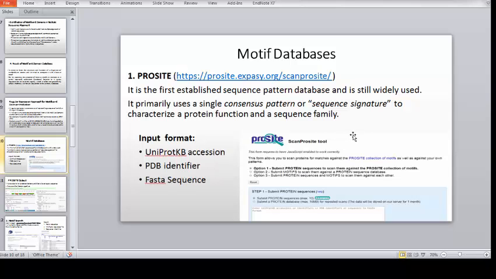ScanProsite. ScanProsite is a tool just like BLAST, which is used to search for similar sequences in the databases. Here is the ScanProsite tool. It is used to search our query sequence in the PROSITE database. This is the user interface. We can paste our sequence here and then run.